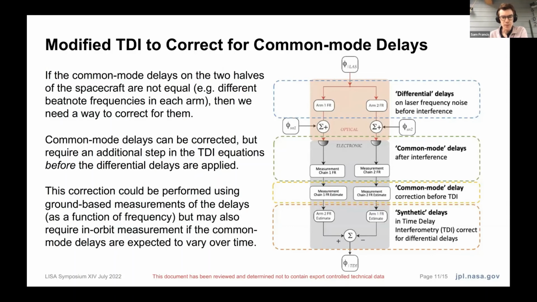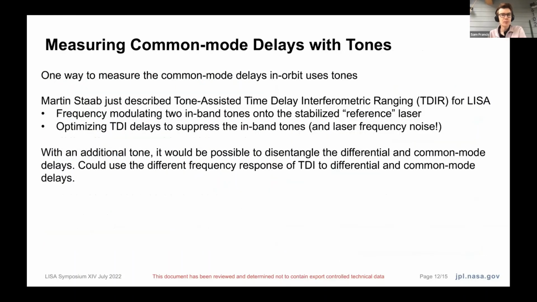If it turns out we think they might not be stable over time or over different temperature ranges, then something that Martin mentioned at the end of his talk just now is that we're also considering how adding some tones into the laser frequency might be able to help us disentangle the differential and common mode delays. And so the idea that we want to investigate now is that possibly with the two tones that Martin used in his analysis, maybe we have enough information to measure these common mode delays as well. But maybe we need a third tone to do it, to really disentangle and measure all the degrees of freedom.